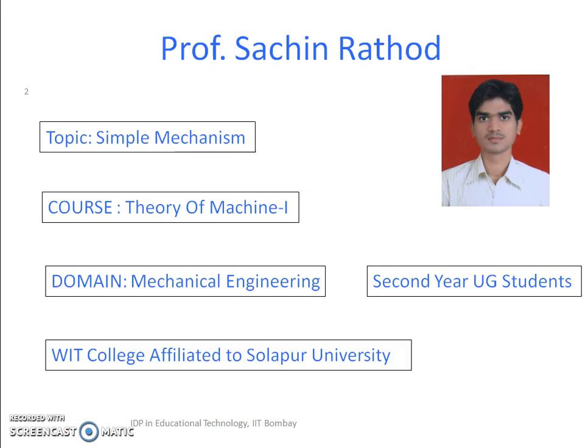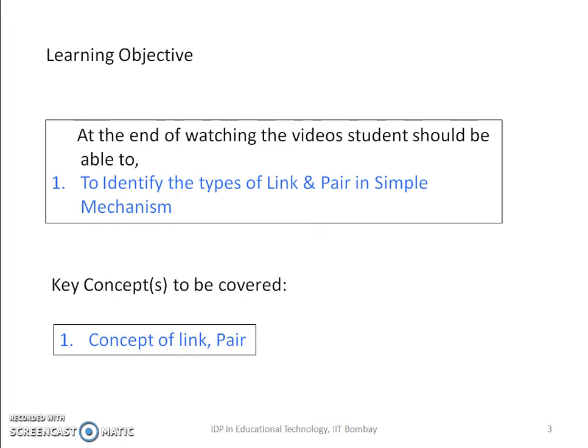I am going to deal with the topic simple mechanism, which comes under the subject of theory of machine for second year UG students. The learning objective for this topic is to identify the type of link and pair in simple mechanism.